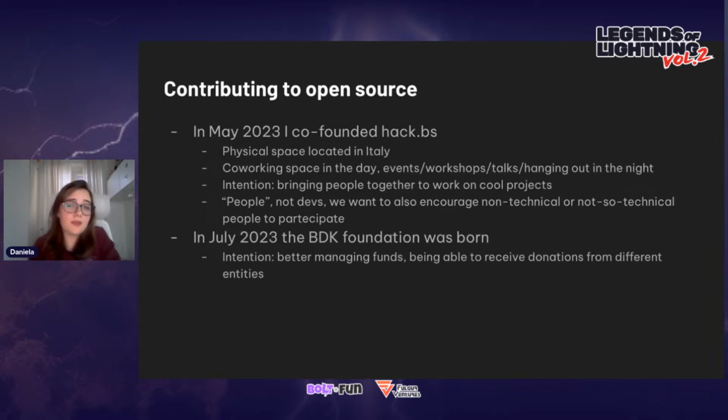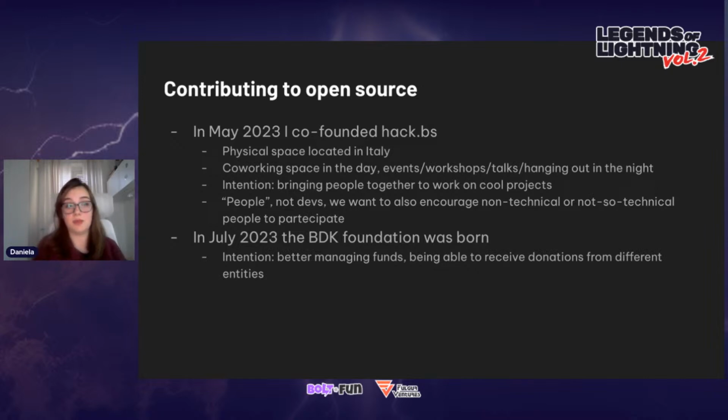In May 2023, I co-founded HackBS. It's a physical space, like a kind of shop located in Italy. In the day, it's a co-working space, and we also have a small Bitcoin shop in there. And then we do events, workshops, and talks, and we just hang out sometimes in the night. And the intention is to bring people together to work on cool projects.